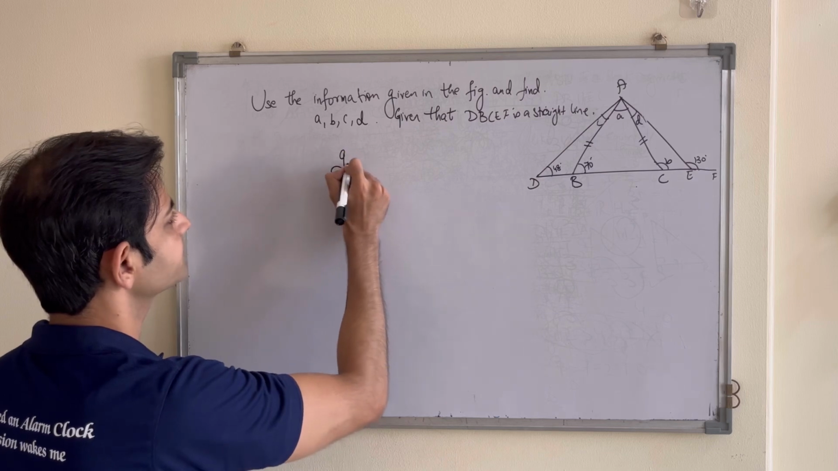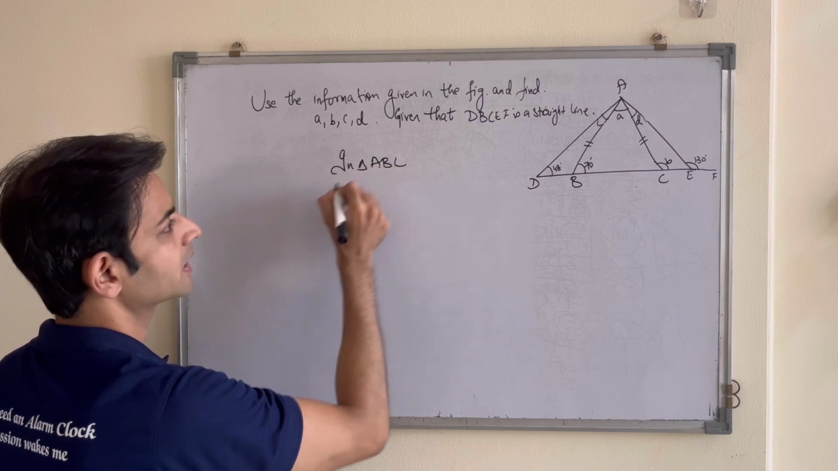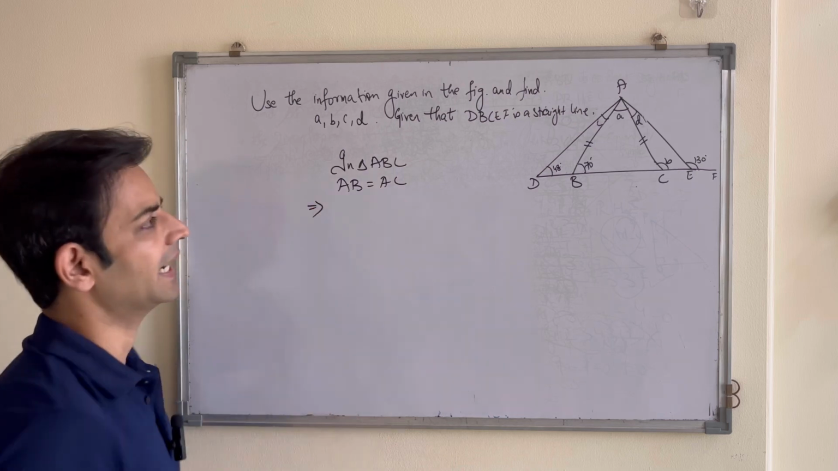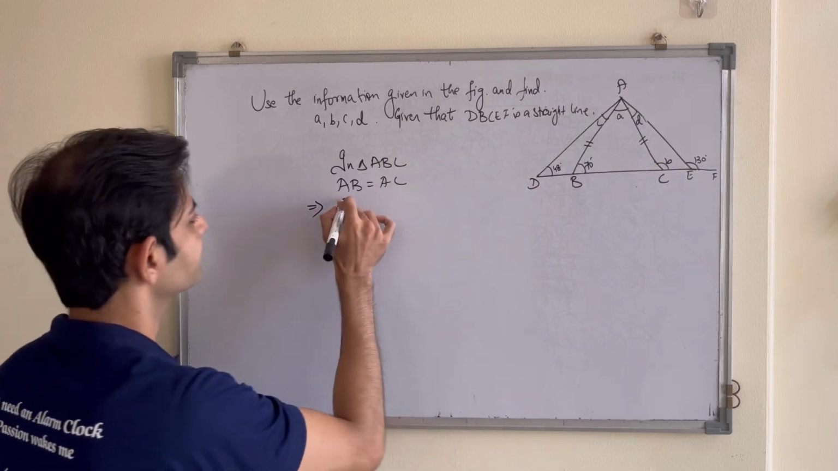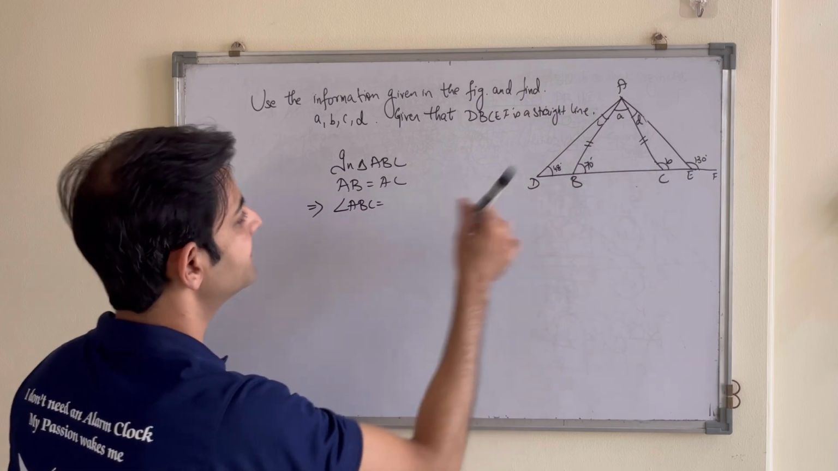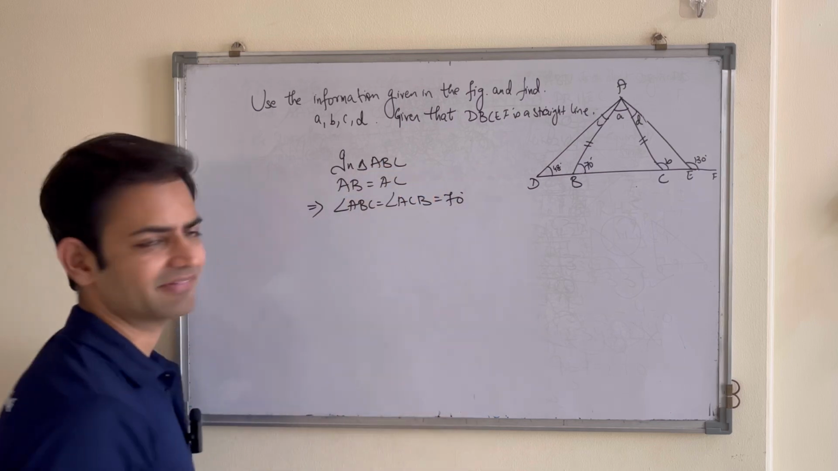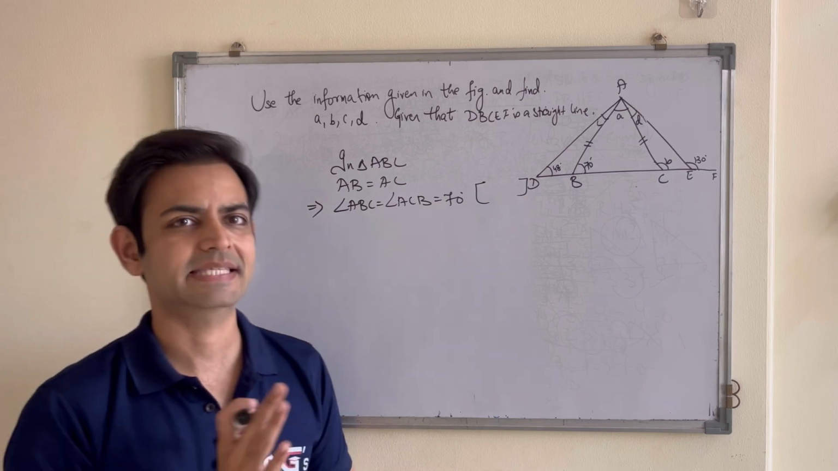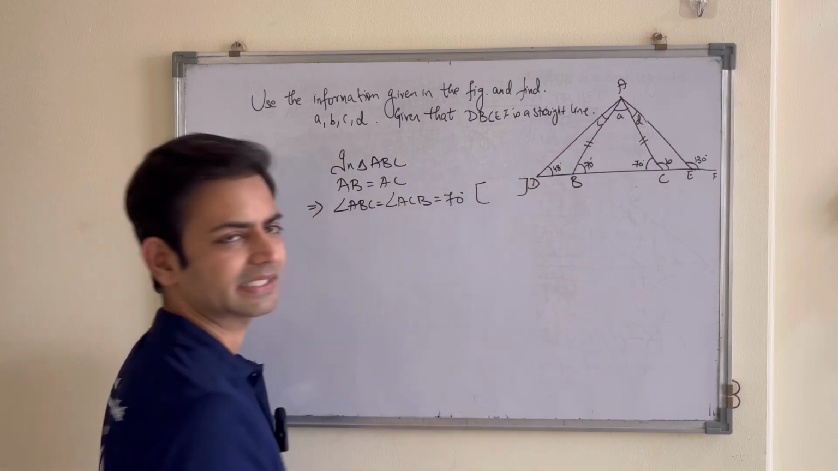So in triangle ABC, AB is equal to AC. This implies, I'll just name the angle, so this is angle ABC is equal to angle ACB. Both will be 70 degrees. Reason you can write on your own, that angles opposite to equal sides are equal. So we get this angle also as 70 degrees.